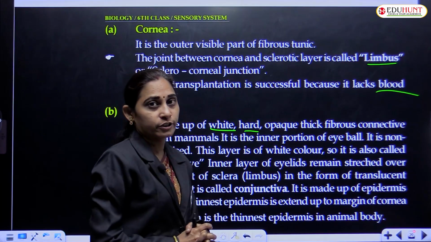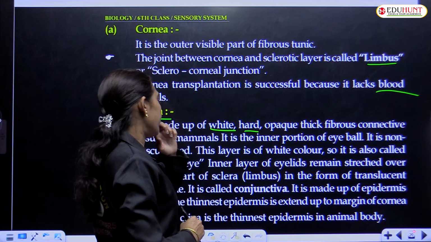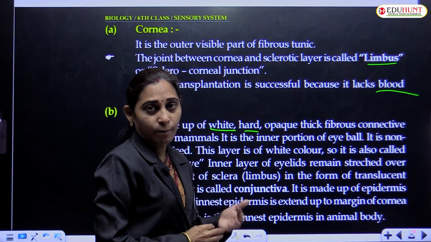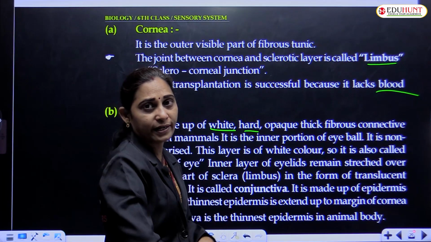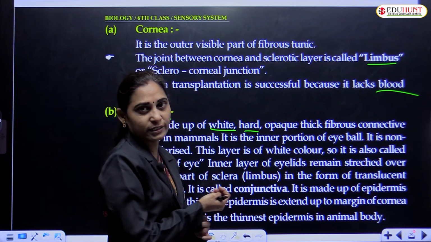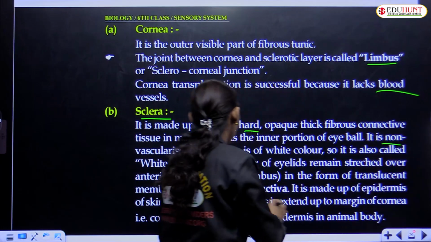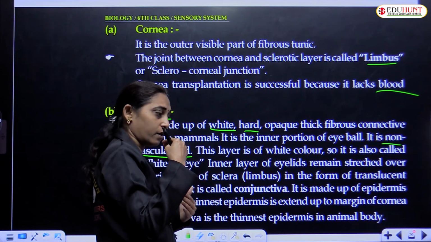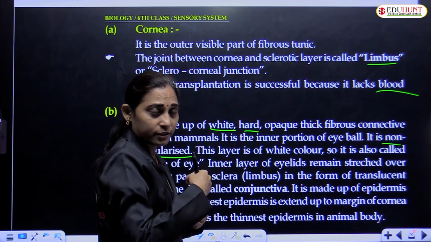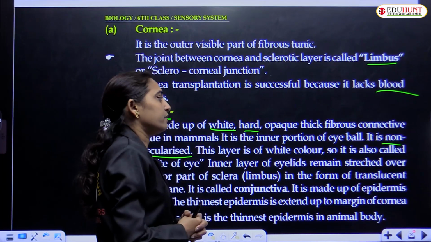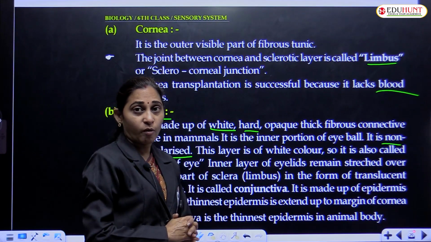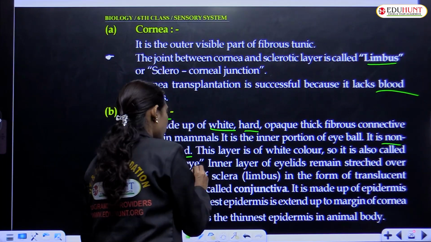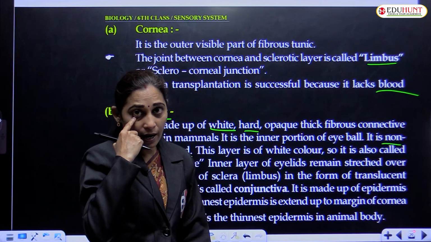It is the interior portion of the fibrous tunic and it is non-vascularized because these are just made up of connective tissue and not provided with blood supply. That is, vasculature is totally absent, non-vascularized. That means blood supply is absent. Blood vessels do not reach this place. This layer is white in color because it is made up of white fibrous connective tissue, and that is why it is also called the white of eye.